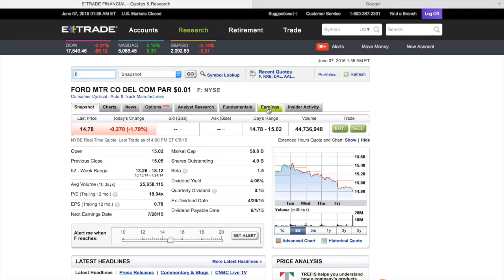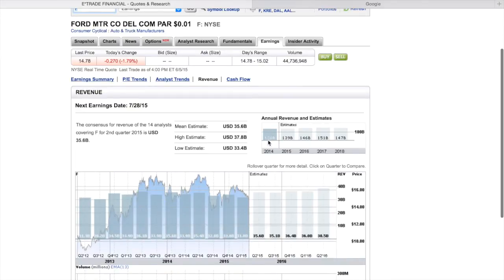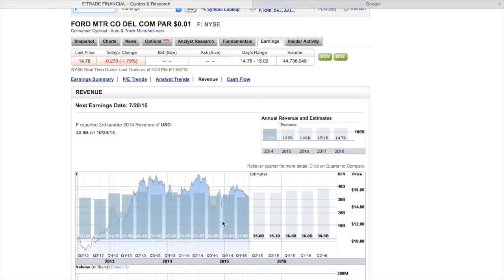You're going to go over here to this tab that says earnings. When you go to this tab, you're going to be able to look back on annual earnings from 2014. They're going to tell you what they guess for 2015, 2016, 2017, 2018. You know, this is the high estimate, the low. It's telling you how they expect the company to grow over time. This is something you can look at to look at earnings.